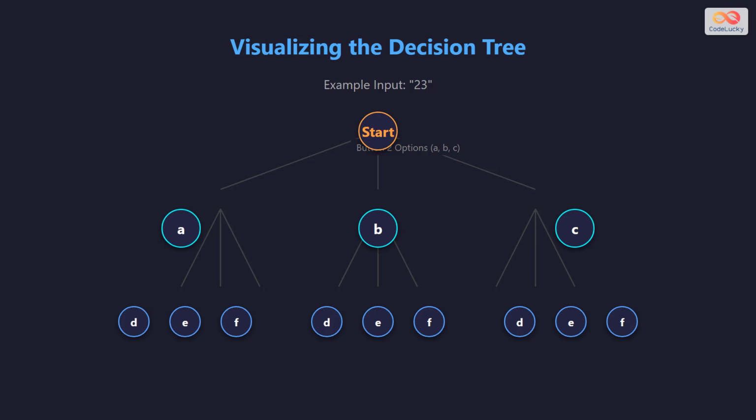Let us visualize this decision process. If our input is 2, 3, we start with the first digit 2. It gives us 3 branches, A, B, and C. From each of those branches, we move to the next digit 3. 3 gives us D, E, and F. This creates a tree structure where every path from top to bottom represents a valid combination.